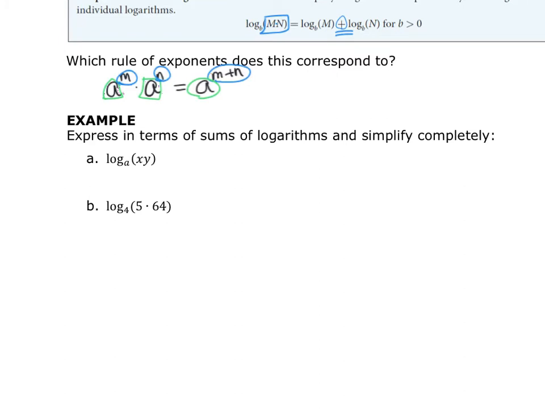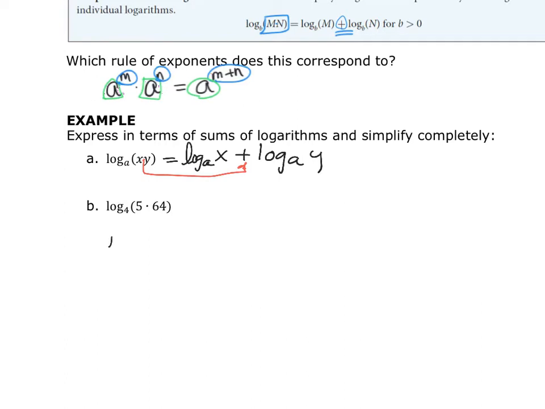So if I'm asked to simplify these completely by expressing in terms of sums, then I ask myself what is going on between the two factors, and it's multiplication. So I can write this as the log base a of x plus, and that's because that's multiplication, so that becomes an addition, the log base a of y.